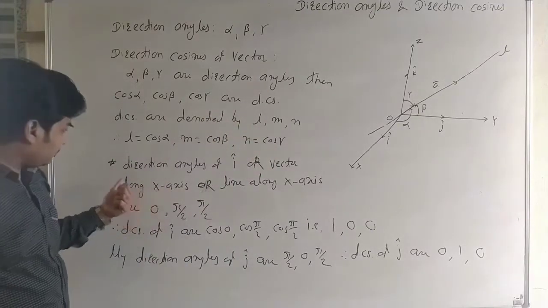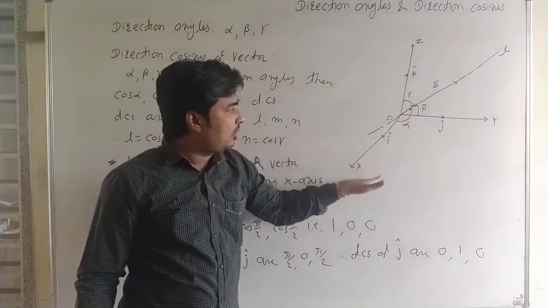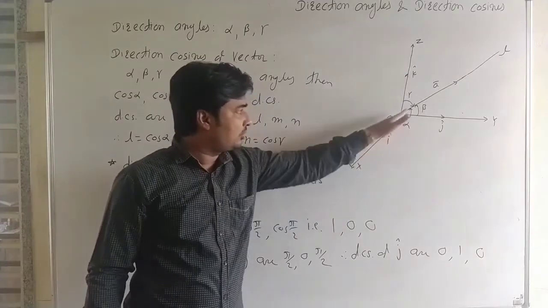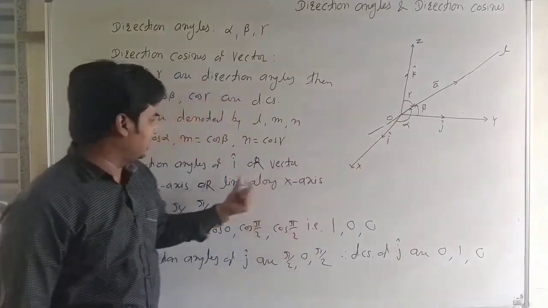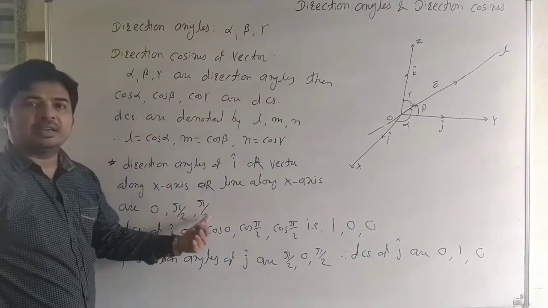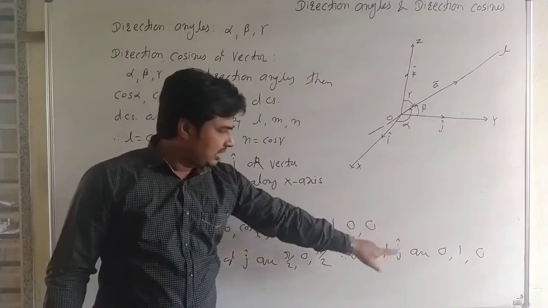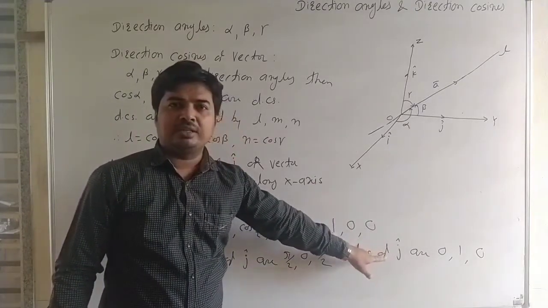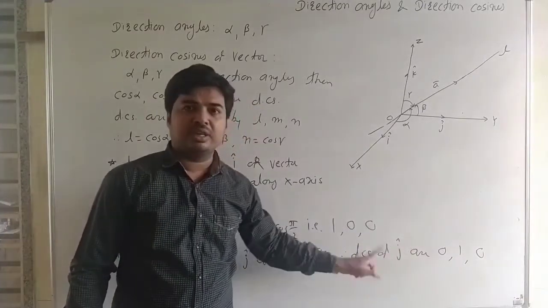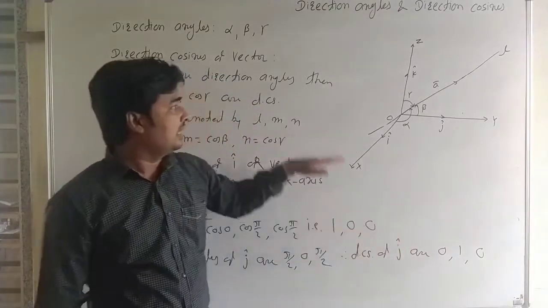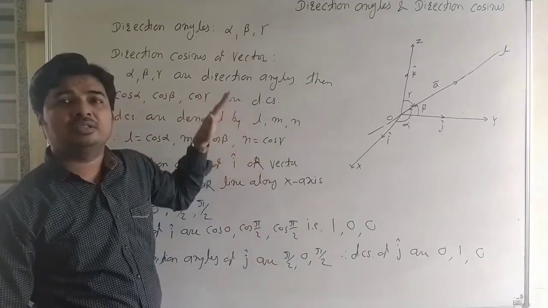Now the direction angles of the vector i cap, or a vector or line along the x axis, are 0, 90, 90, and the direction cosines are 1, 0, 0. Similarly along the y axis it is 0, 1, 0, and along the z axis it is 0, 0, 1. These are the direction angles and the direction cosines.